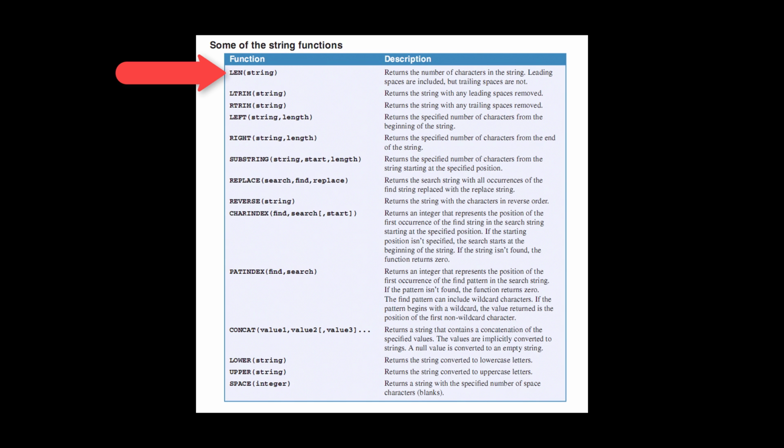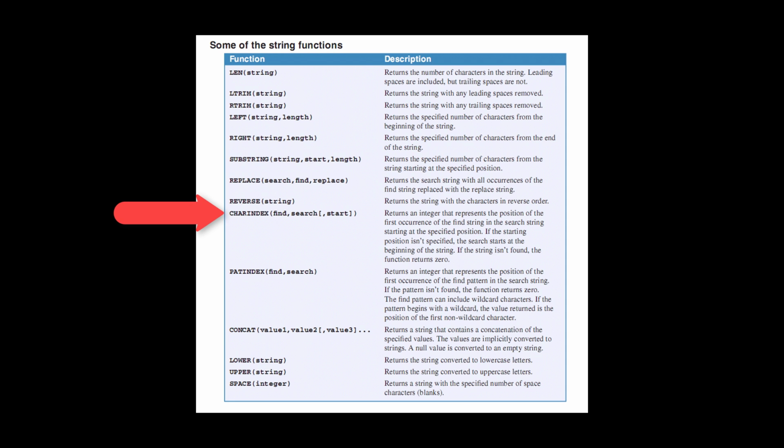You can use the len function to get the number of characters in a string. This function also counts spaces at the beginning of the string, but not spaces at the end of the string. However, with the next two functions, ltrim and rtrim, you can remove any leading or trailing spaces from a string. You can use the left and right functions to get the specified number of characters you pass in from the beginning and end of a string. You can use the substring function to get the specified number of characters from anywhere in a string. You can use the replace function to replace a substring within a string with another substring, and you can use the reverse function to reverse the order of the characters in a string.